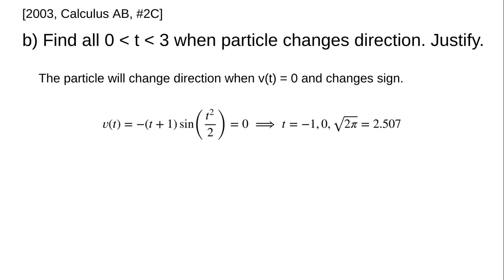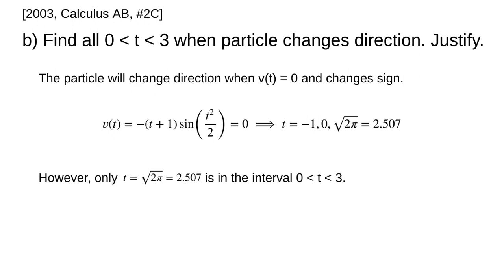Now, since we're given a specific interval here, t needs to be between 0 and 3, exclusive. t equals negative 1 is not going to be a solution. It's not inside that interval. t equals 0 is not going to be a solution. It's not inside that interval. t equals the square root of 2 pi, which is about 2.507, is in that interval. So the square root of 2 pi is the only value of t we actually need to check.